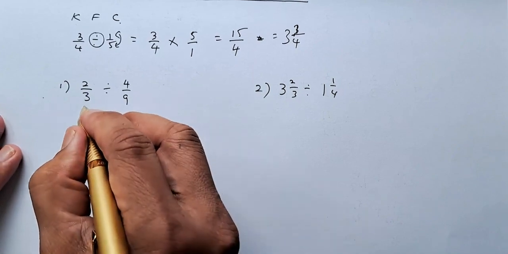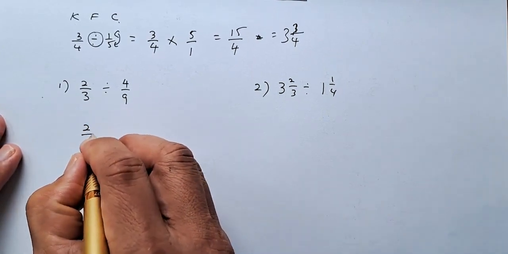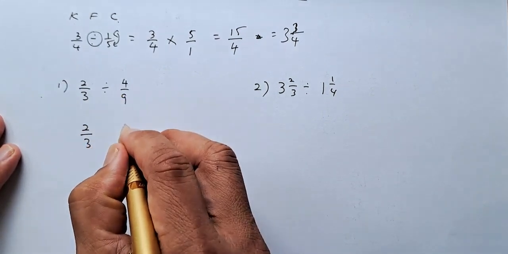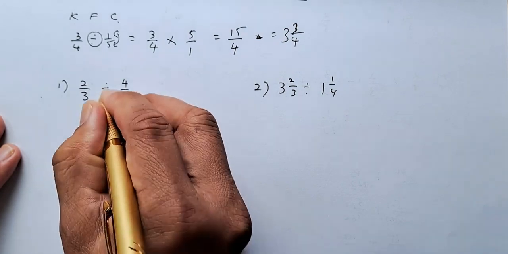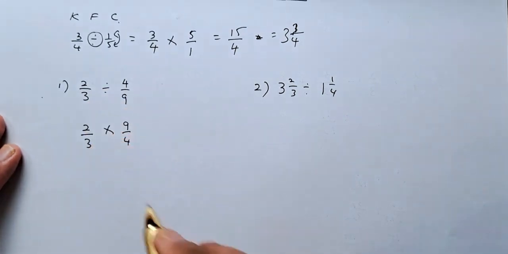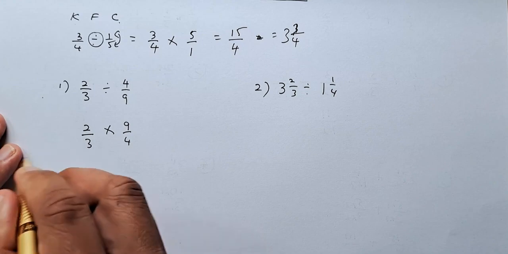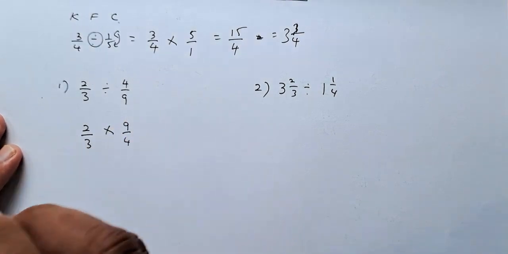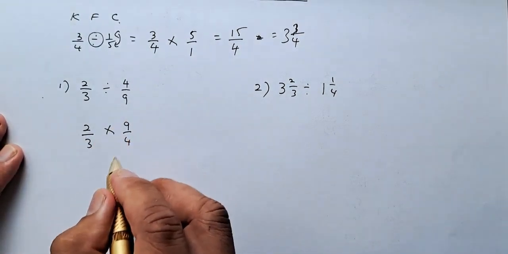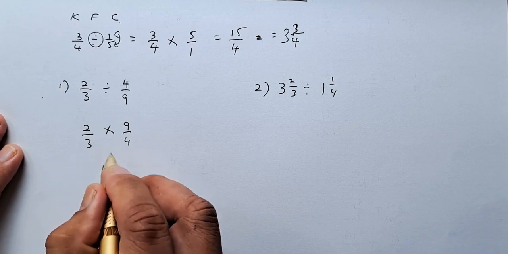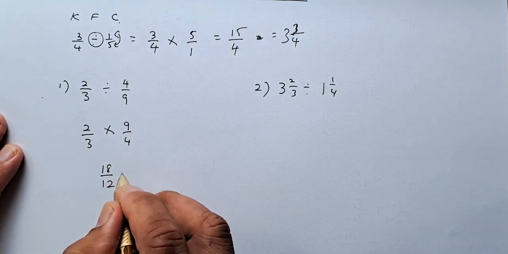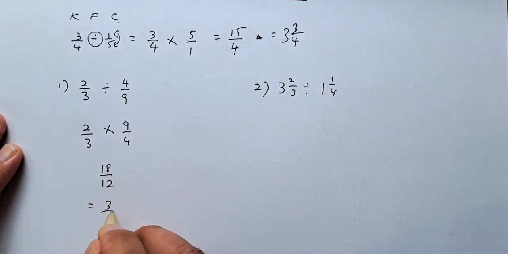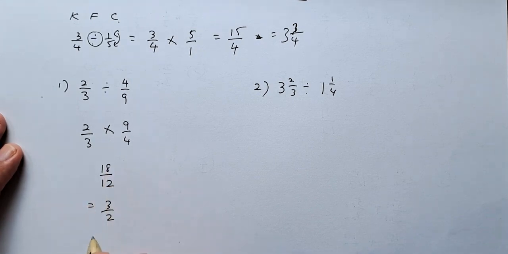Very simply, the first fraction remains, so you keep it. The second fraction you flip, so it becomes 9/4. Divide becomes a multiply. Then you just multiply the numerator with numerator and denominator with denominator. So 2 times 9 is going to be 18. 3 times 4 is going to be 12. Simplify them, 3/2, or divided by 6 and it's going to be 1.5.